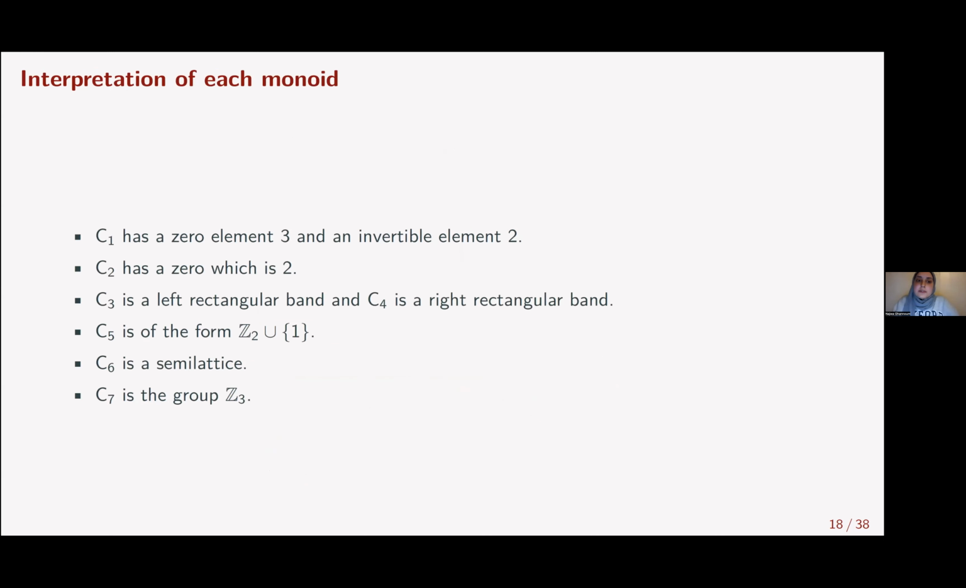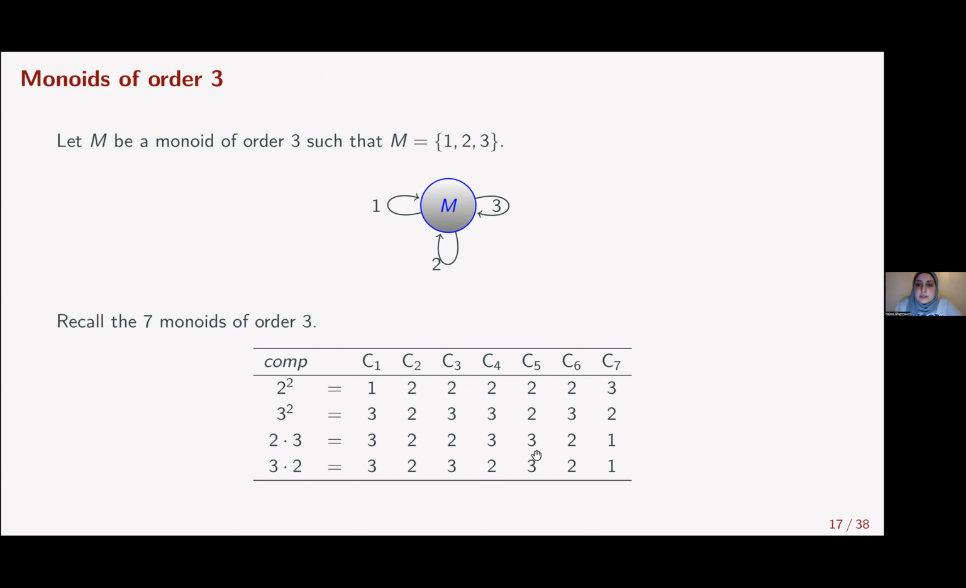And C5 is of the form Z2 union 1. So it means that if we ignore the identity element 1, the set {2, 3} will form the group Z2. So if we just look at this part, we have 2 as a new identity, the identity of Z2, and 3 is invertible. Its inverse is 3, so 3 squared is equal to 2. It's equal to the identity. And because 2 is the identity, 2 times 3 and 3 times 2 equal 3. So C5 has a group, which is Z2, plus the identity element.